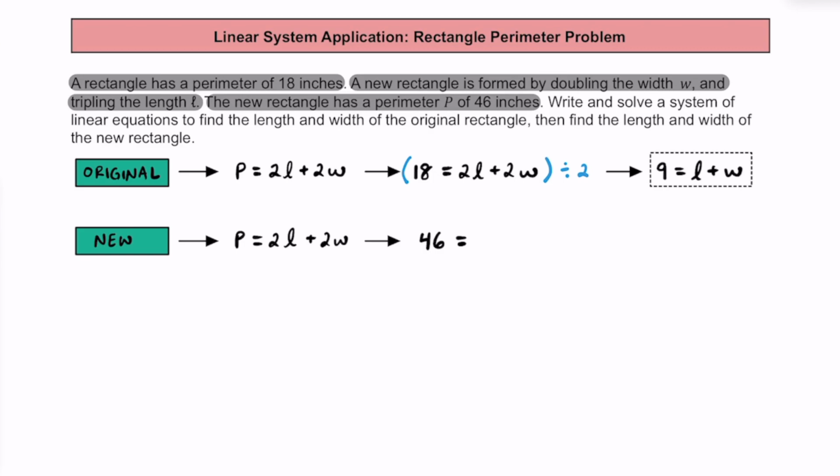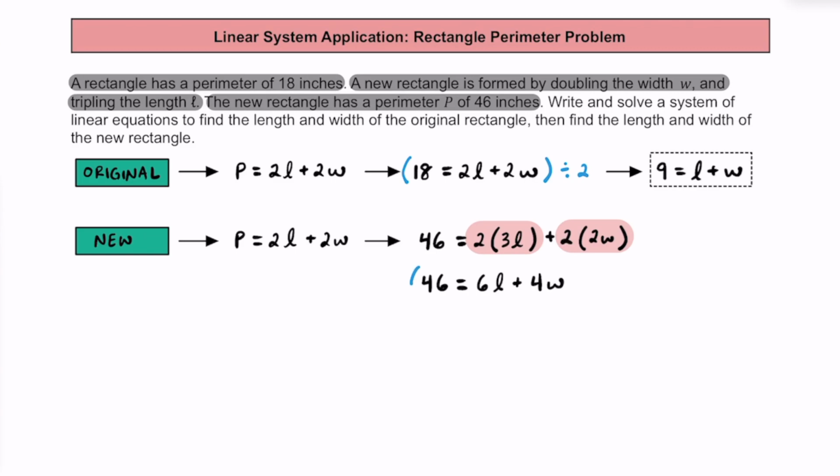So in this case, we're going to have 2 of what? Well, instead of the regular length that we had in the original formula, we're going to be tripling it, so we're going to have 3L. Then for the width, we know we're going to be doubling that, so we're going to have 2 of these 2Ws. Now we can simplify this a bit by multiplying 2 of these 3Ls together and 2 of these 2Ws together. If we do that, we're going to say 46 for this new rectangle, the perimeter, is equal to 6L plus 4W.